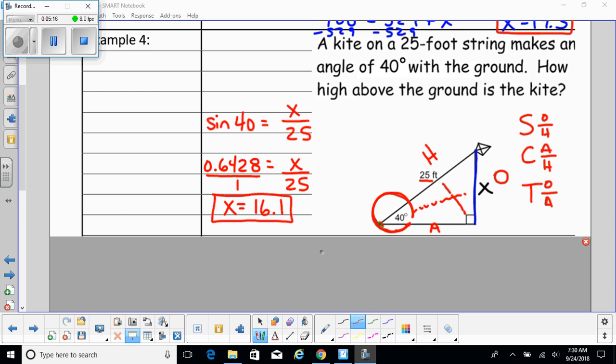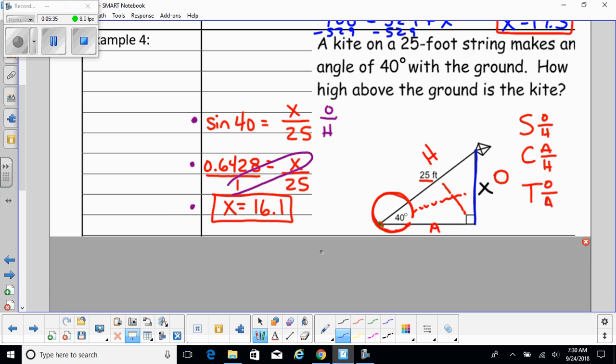All right, and you should have gotten that x is equal to 16.1, just to make sure we all see what's happening in this step. I'm just doing the setup. Sine of 40 is equal to opposite over hypotenuse. In this step, I've done the sine of 40, and then finally here, I'm cross multiplying.